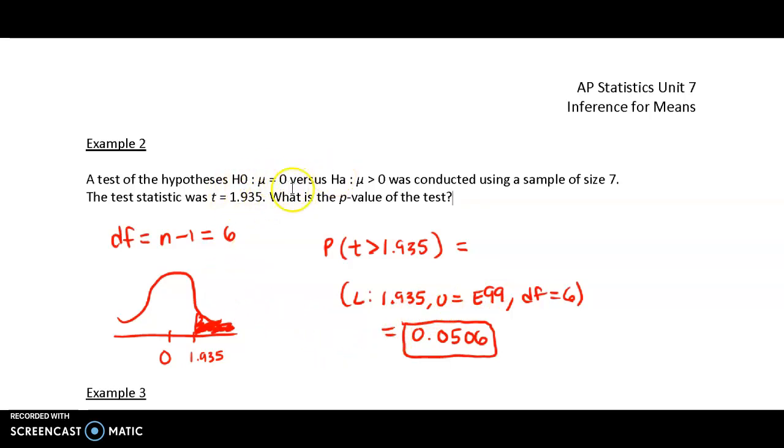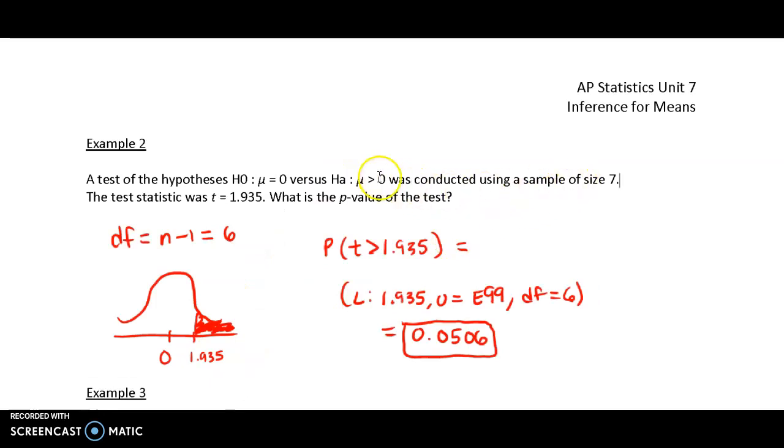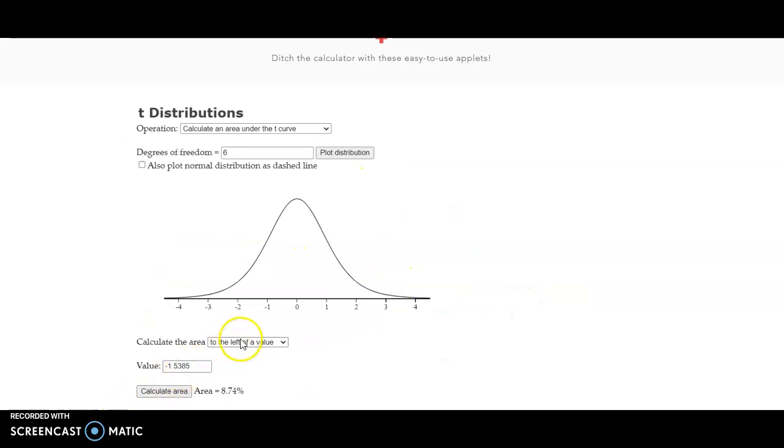So here we look, and my mean is centered at 0. I have a sample size of 7, so my degrees of freedom is 6, and I have a t-value of 1.935. So if I go here, and let's go ahead and change this to 6 degrees of freedom, and I plot the curve here, I want the area, and I look at my alternative hypothesis, it's greater than, so I want the area greater than 1.935. So we want the value to the right of 1.935. And so if I plot that, it's about 0.0506.